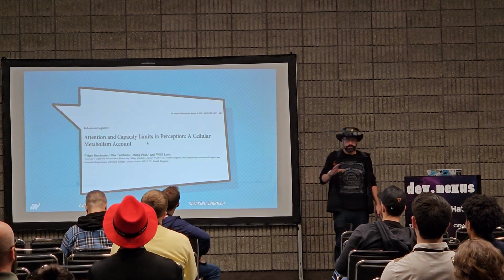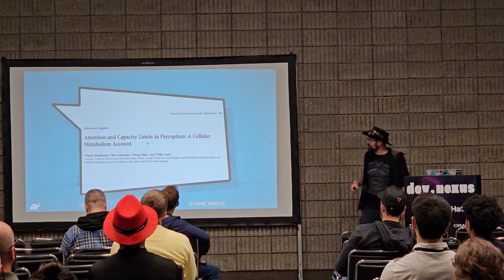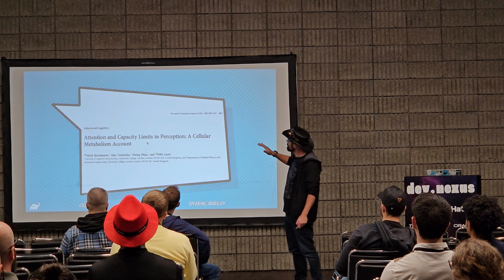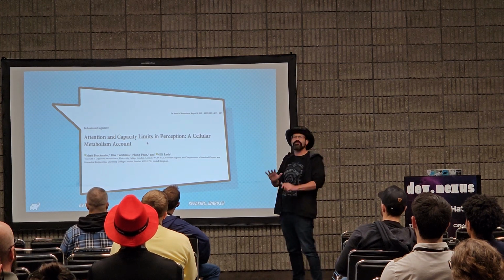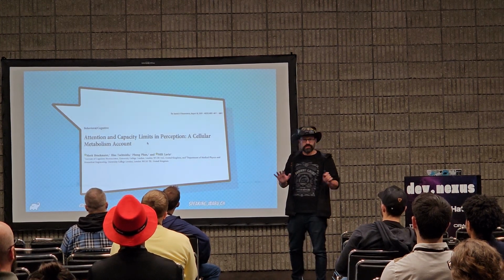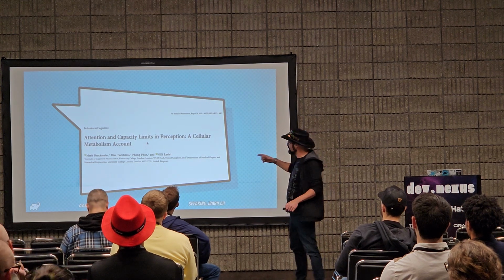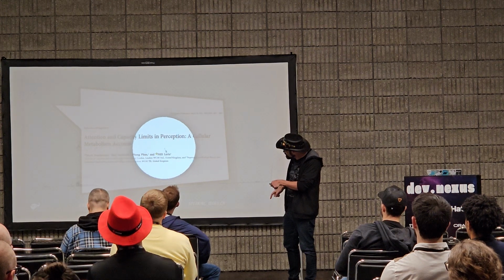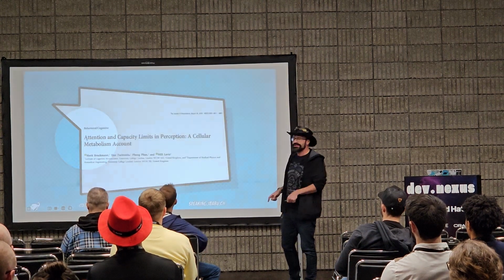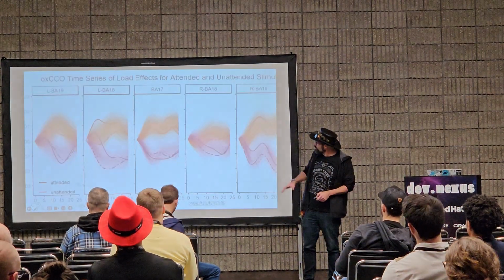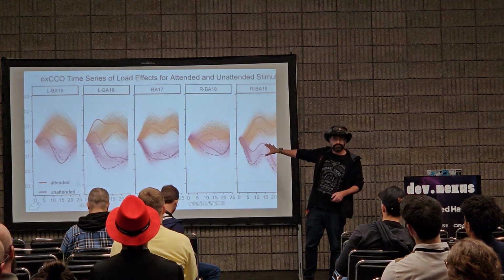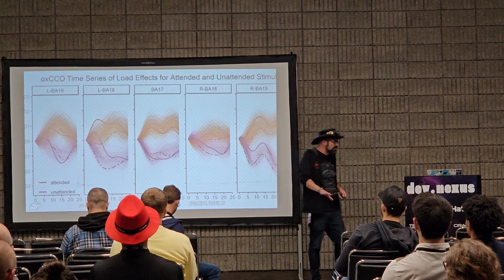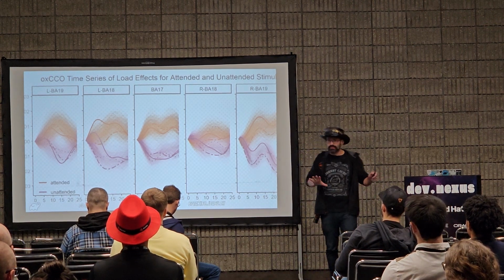And if you want a hard way to think about it, welcome to Attention and Capacity Limits in Perception, a Cellular Metabolism Account. This is a very, very scientific paper. And you can say right now, because it has tons of those little tiny numbers here, that makes it very, very scientific, right? And it's full of this stuff, like pages after pages of this stuff. Now, I obviously have no idea what any of that means.